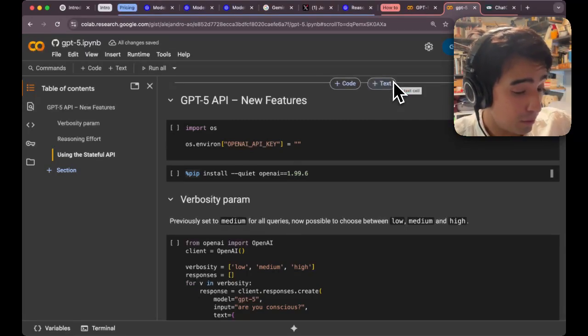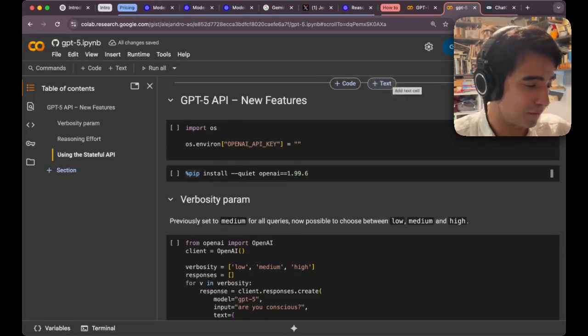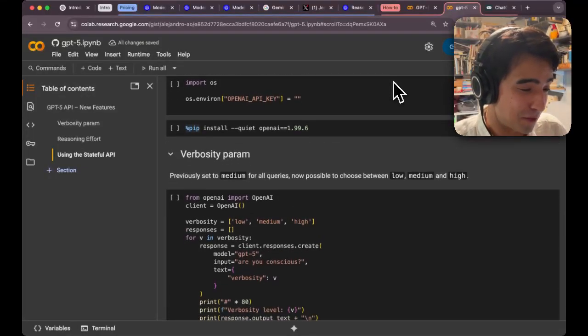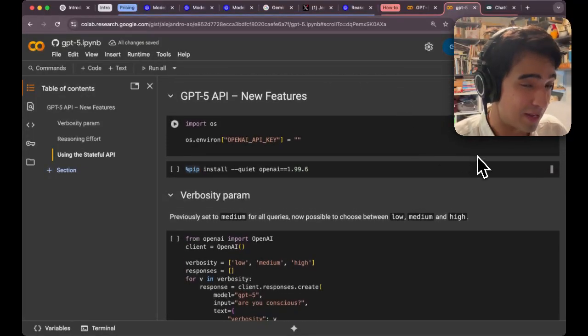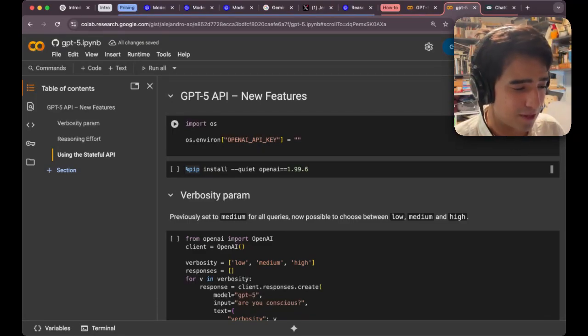Let's take a quick look at the security aspect of this. This is actually also very, very interesting because it's dealt in a different way. We have different system and developer prompts, and we have different ways to guardrail this system. So let's take a look at that.